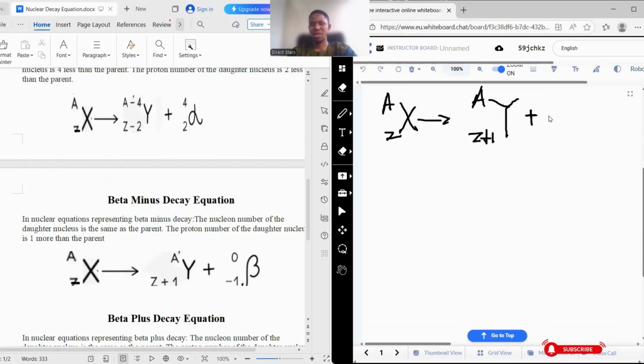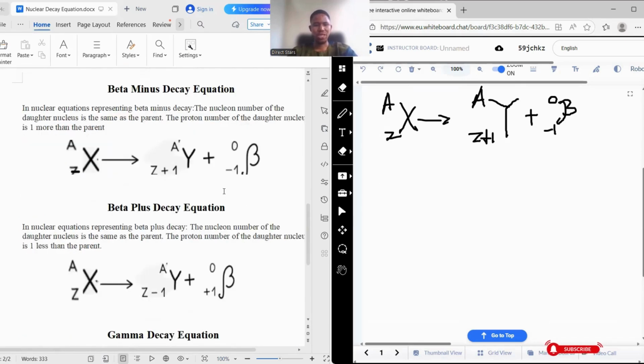Because beta minus occurred here, beta minus has no mass number, that is 0, and it has minus 1 as its atomic number, the proton number. Now you can see that this equation is balanced. Z plus 1 minus 1 will give us Z. A plus 0, we still have A. Now we go to the beta plus decay equation.